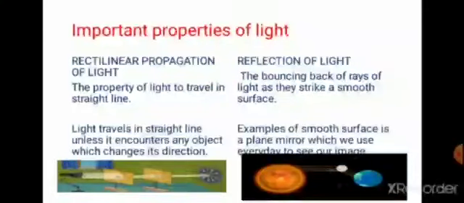The second property we have to study is reflection of light. The bouncing back of rays of light as they strike a smooth surface is known as reflection of light. Examples of smooth surfaces are plane mirror and spherical mirrors that we use in our everyday lives. Here we can see the reflection of light by moon on earth.